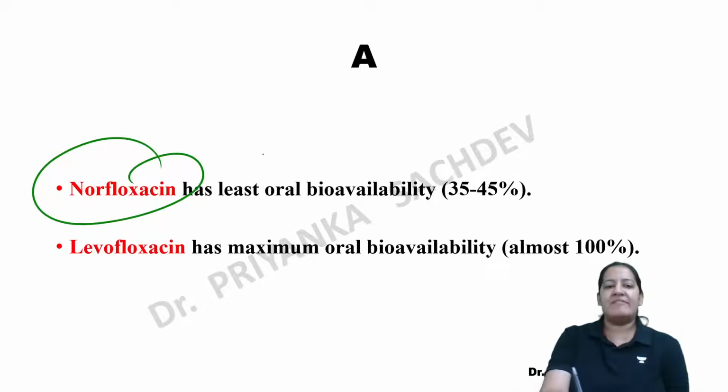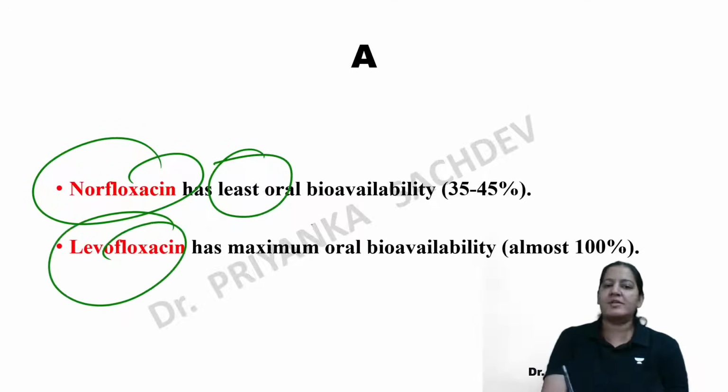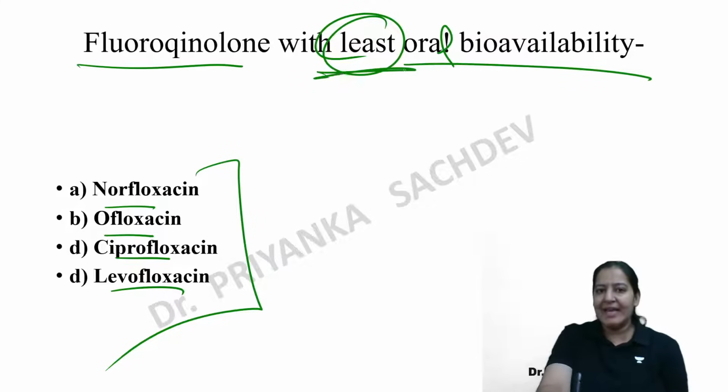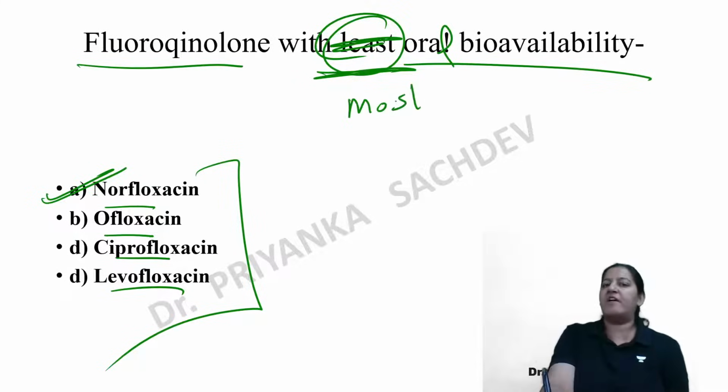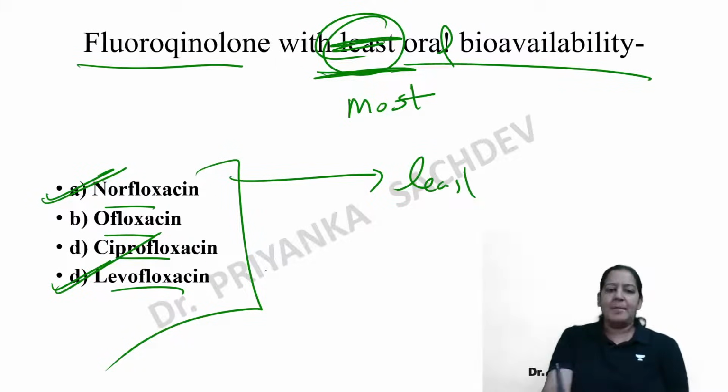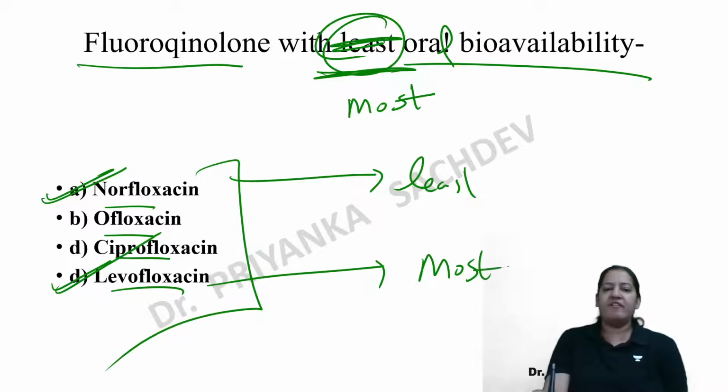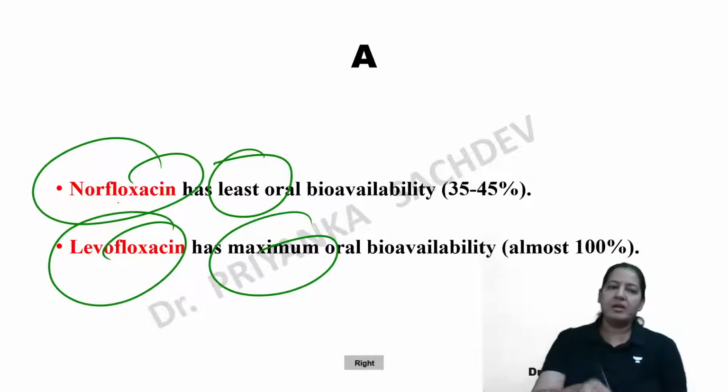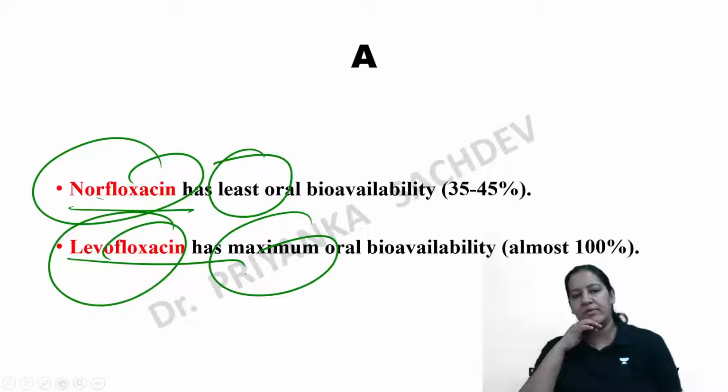Yes. Norflox has the least bioavailability and Levoflox has the maximum. Here I am asking least, that's why the answer is A. If I change the question to most bioavailability, the answer will become D. So least is Norflox and maximum bioavailability is Levoflox. So now, the two drugs, Norflox and Levoflox.